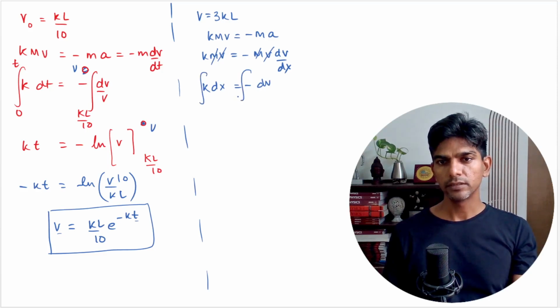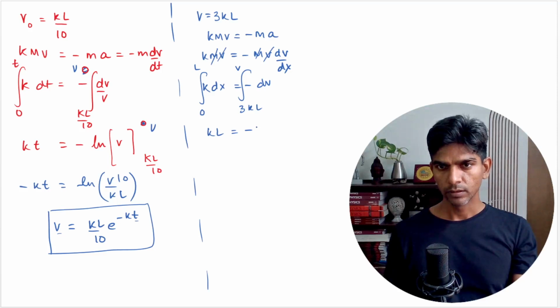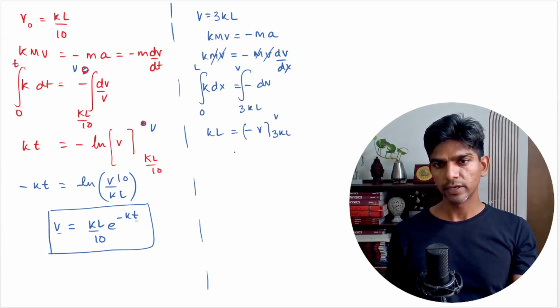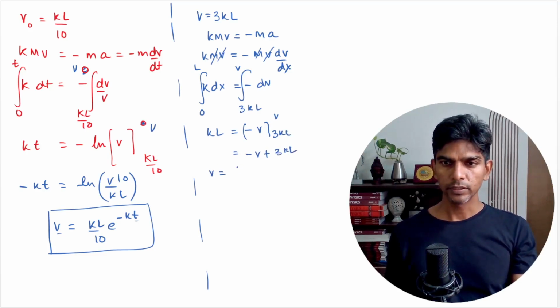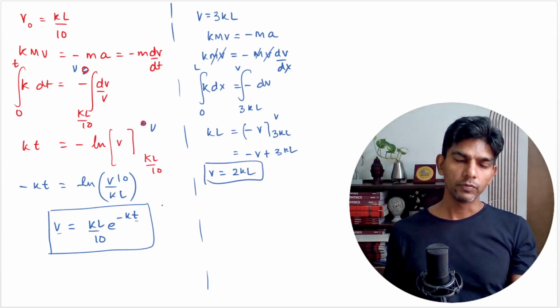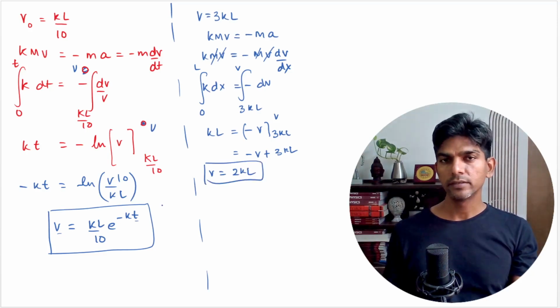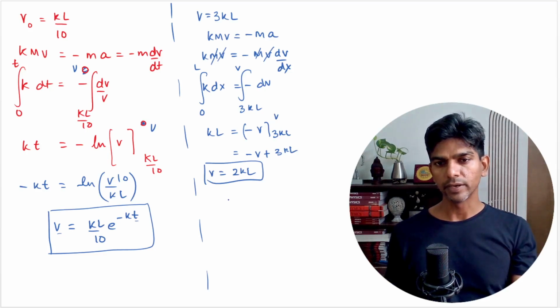Let us integrate this. So velocity is varying from 3kl to v, and x from 0 to l. So kl will be equals to minus v from 3kl to v, so that comes out to be minus v plus 3kl. So v will be nothing but 2kl. So we got the velocity of the loop when it just enters completely inside the magnetic field.